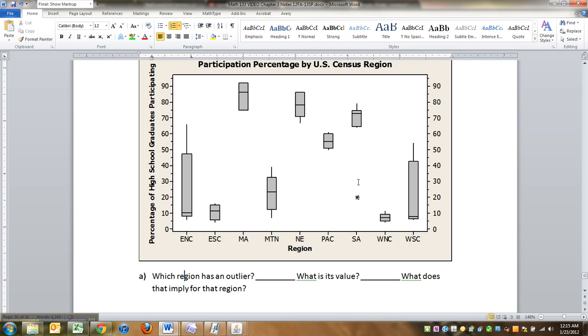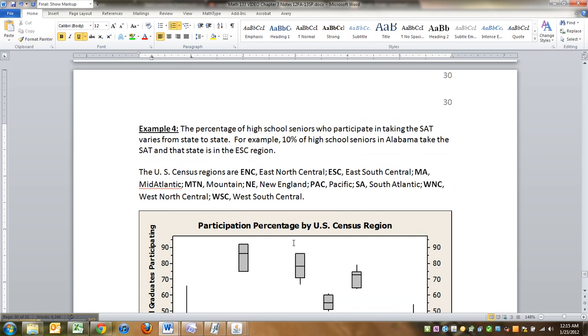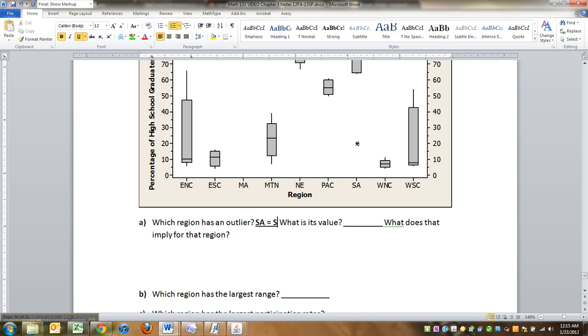Well, that would be this region right here, the SA region. SA, which is South Atlantic, I think. South Atlantic. What is the value of that little outlier? It looks like it's about 20.